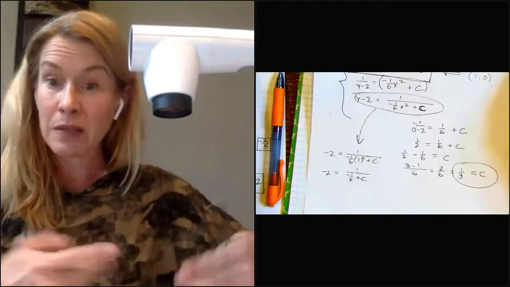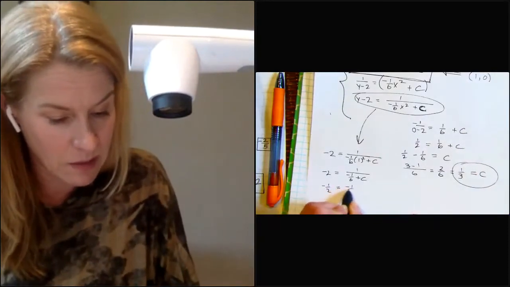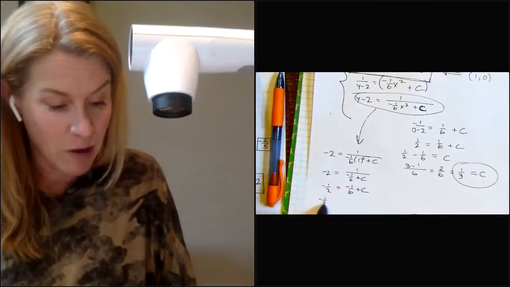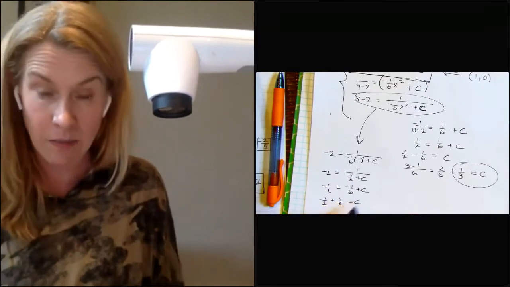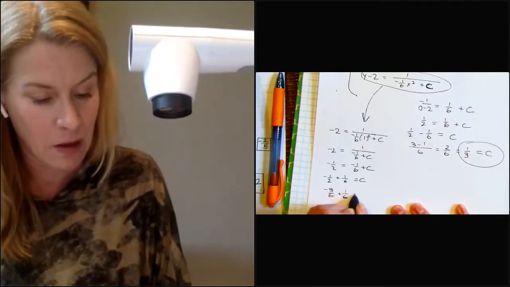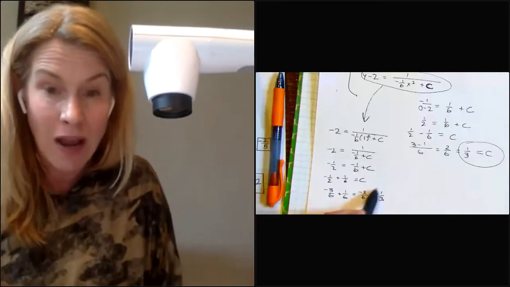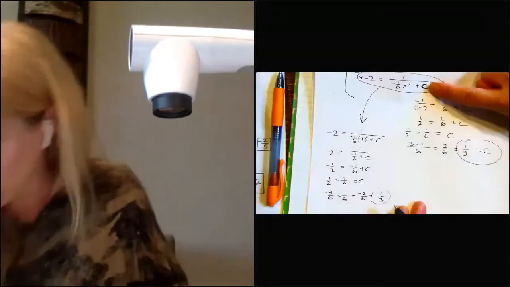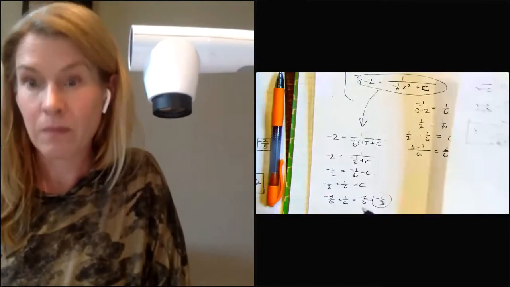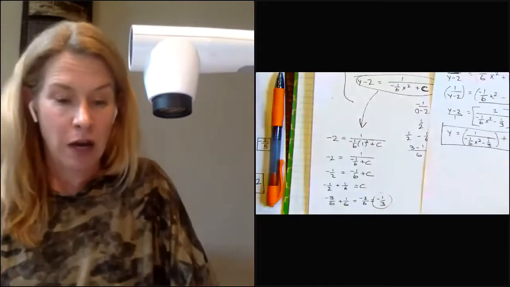So I have -2 equals -1/6 plus c. Uh-oh, I need to solve for c, so I'm going to take the reciprocal of each side. So I get -1/2 equals -1/6 plus c. And then when I solve, I get -1/2 plus 1/6 is c, which is -3/6 plus 1/6, which is -1/3. So when I take that -1/3 and put it in there, that now matches up with this -1/3 here.